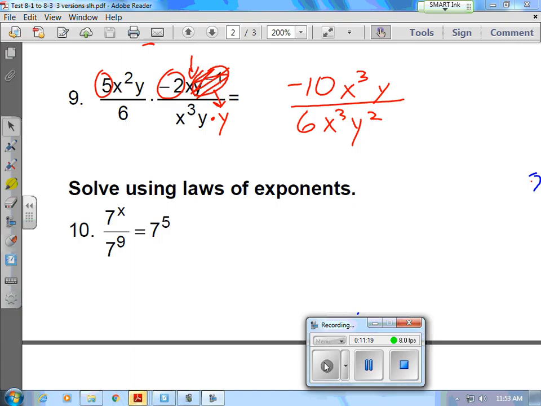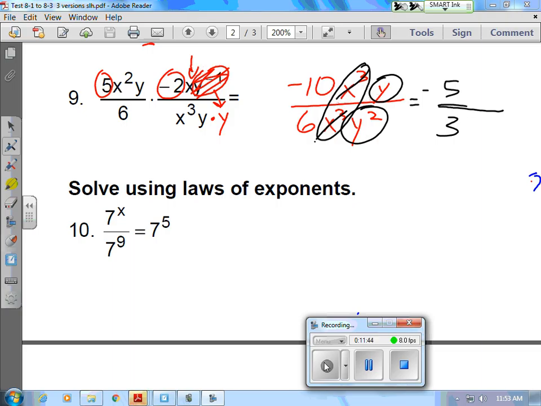Now let's try to reduce. The 10 and 6 can reduce to 5 and 3. Negative sign doesn't go anywhere. The x to the third over x to the third, anything divided by itself, all 3 of those cancel with all 3 of those. So we're left with 1 over 1. We won't even write a 1. And then y over y squared. All the ones on top will cancel, and 1 of the 2 will cancel on bottom, so you're just left with y.